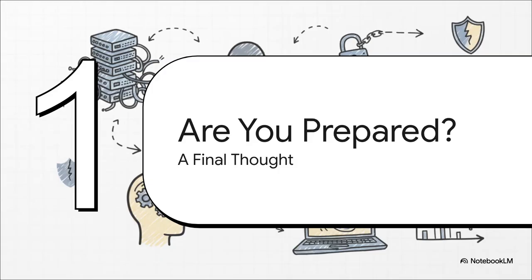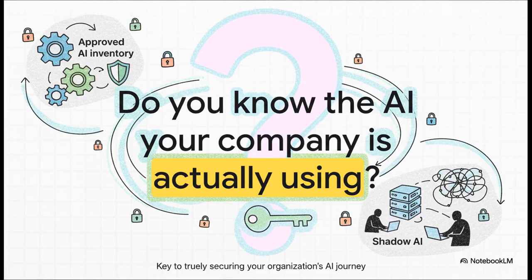All right, so as we start to wrap this up, let's leave you with one final thought, a question to take back to your teams as you build out your own AI security strategy. You know what AI your company has approved, but do you know what AI your company is actually using? This is the central question you absolutely need to be able to answer, because closing that gap, the one between your official, approved AI list and the reality of what's happening day to day, well, that's the key to truly securing your organization's AI journey.